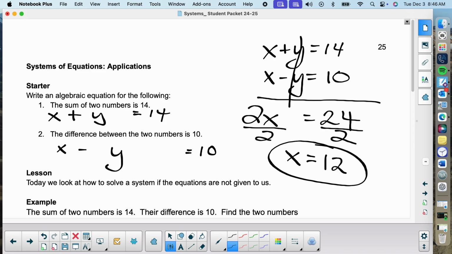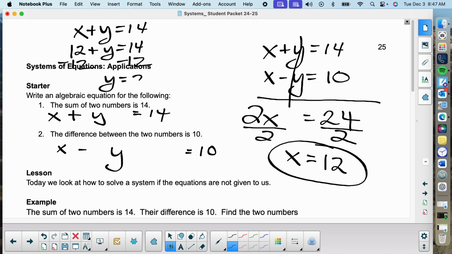3. How do I find the second answer? We figured out one answer, 12 for x. Okay, so we can pick either equation we came up with and put 12 in place of x. Do you have a preference? Top one. So I've got x plus y equals 14. 12 plus some number is 14. We subtract 12. And the second answer is 2.